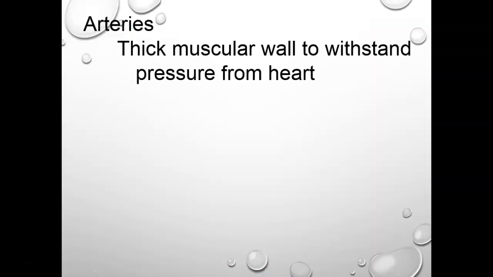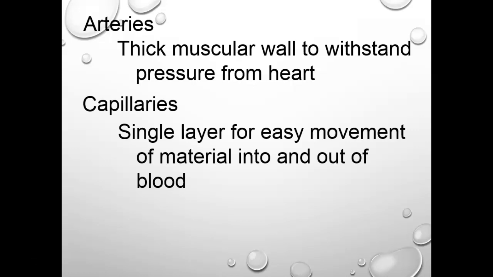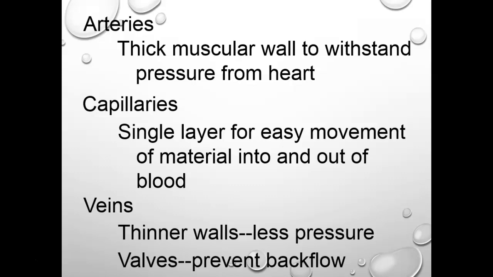All right, so arteries, as I mentioned, have the thick muscular wall so that they can withstand all that pressure from the blood as it's pushed from the heart, ejected from those ventricles. The capillaries have that single layer of cells, so that things can move easily into and out of the blood. And then the veins have the thinner walls withstanding less pressure and the valves to prevent the backflow. Told you all that already, huh?